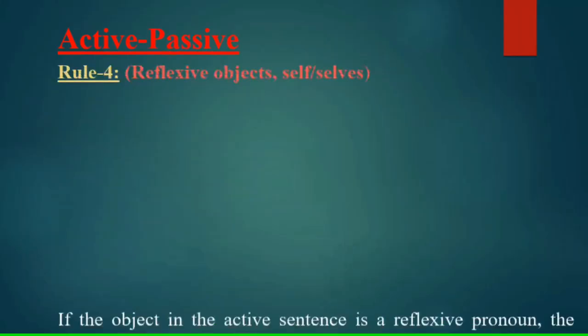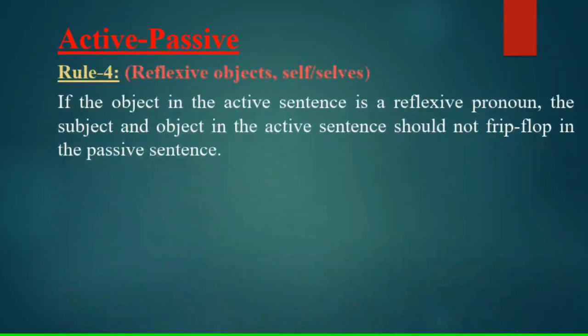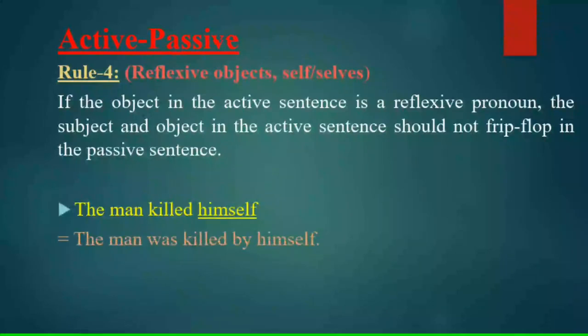Rule number 4, reflexive objects. If the object in the active sentence is a reflexive pronoun, the subject and object in the active sentence should not flip-flop in the passive sentence. "The man killed himself." Here the answer will be, "The man was killed by himself." Here you can see that I haven't changed the subject and object.